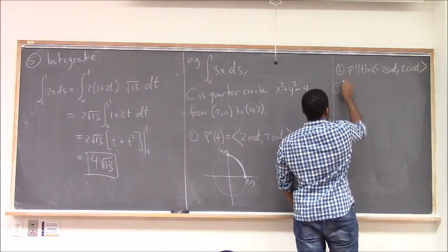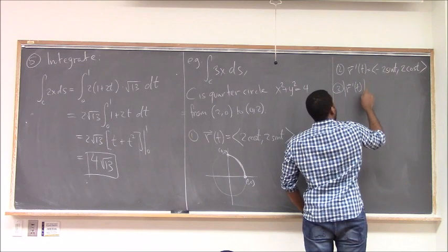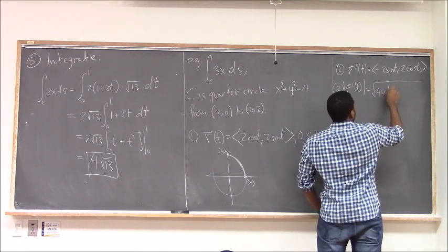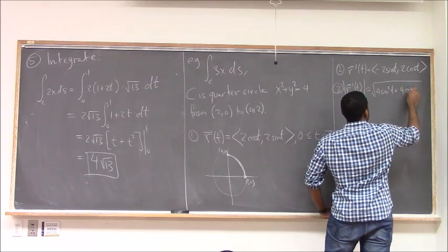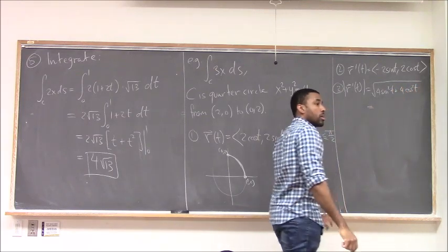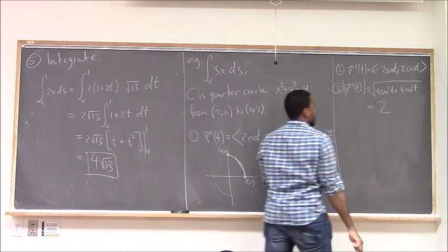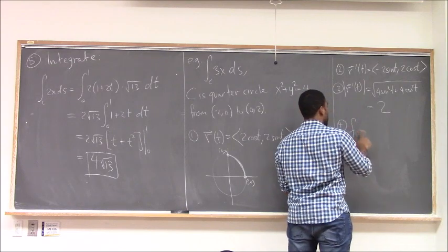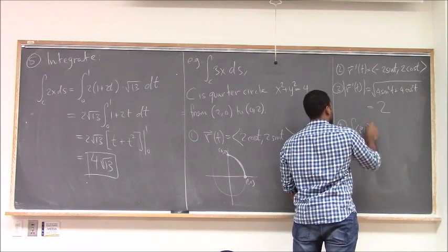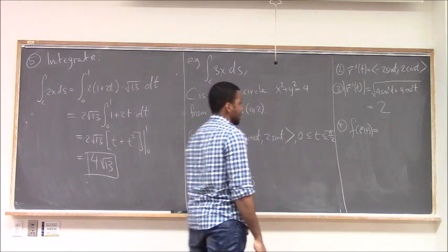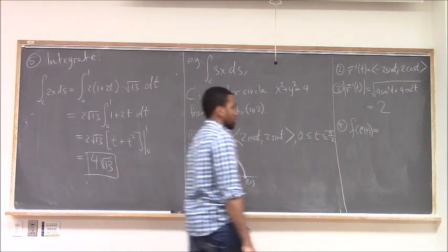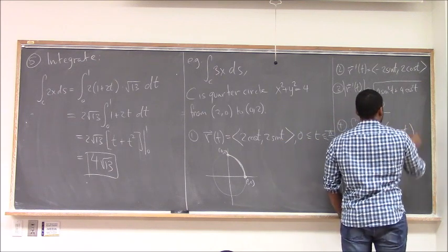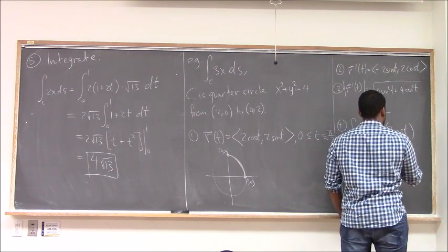Then we find the magnitude of our r prime. It's going to be the square root of 4 sine squared t plus 4 cosine squared t. What's that? 2. I'm going to find my new f function, my f of r of t. What's that? 3 times 2 cosine t. So this becomes 6 cosine t.